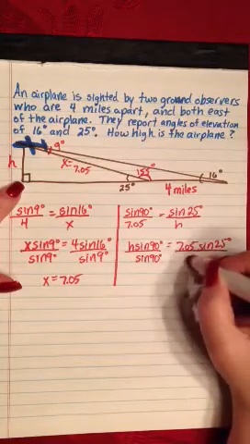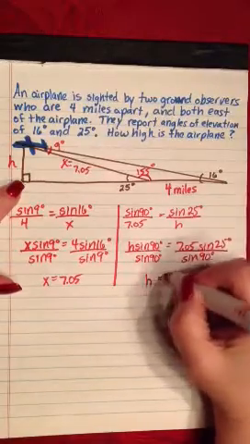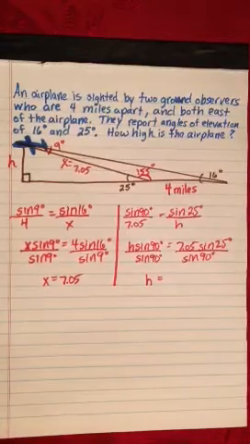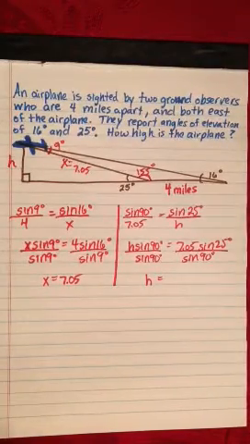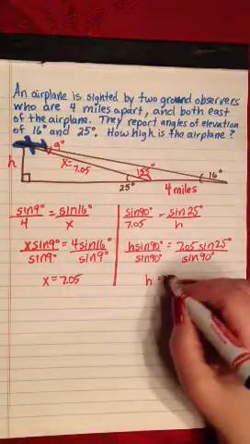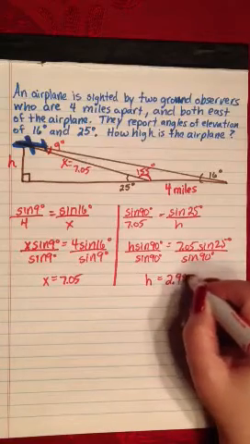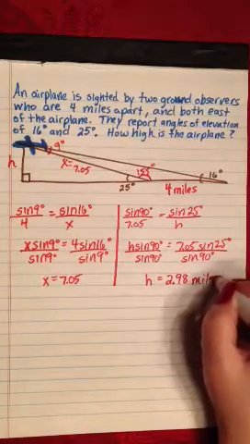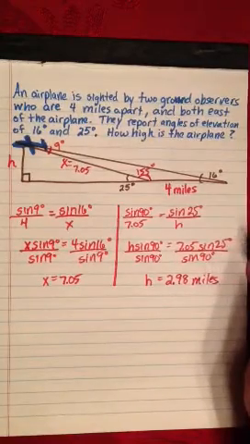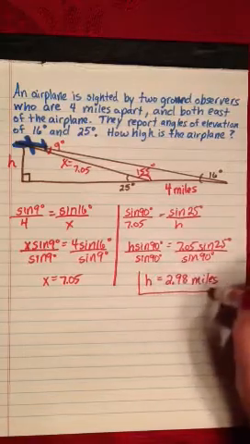And by the way, sine of 90 is 1, so you don't even need to do it really, but you know, just trying to follow form. So it's 7.05 times the sine of 25. And I get that the height of the airplane is 2.98 miles high, which is nearly 3 miles, which is around 15,000 feet high is the altitude that it's flying, which would be a reasonable amount.